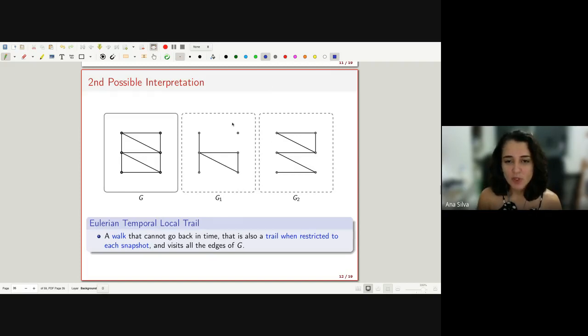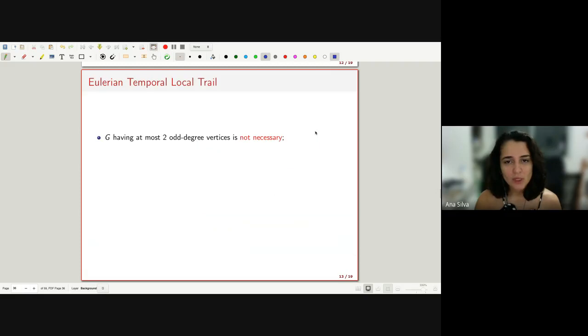So this graph here, which was a negative instance for the previous interpretation, now you can do it with the second one, because you can do it like this, and then just visit the remaining edges in the second snapshot, like this. Okay, so let's take a look at the reduction for this problem.